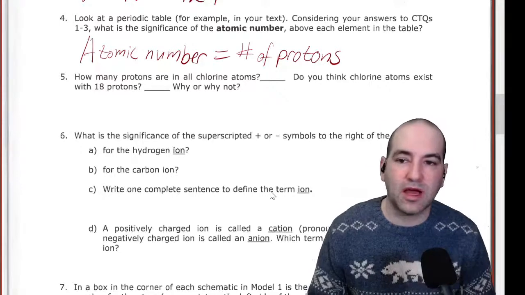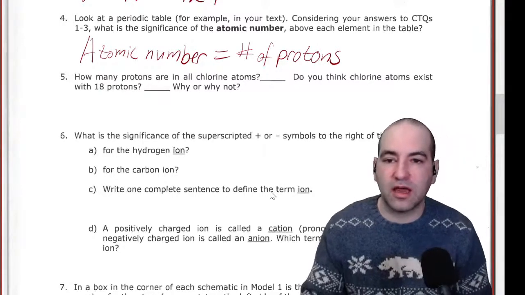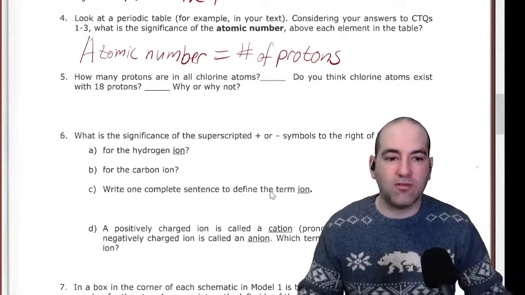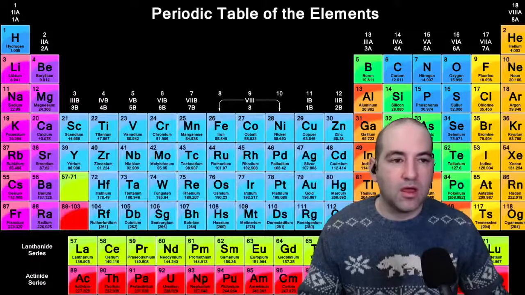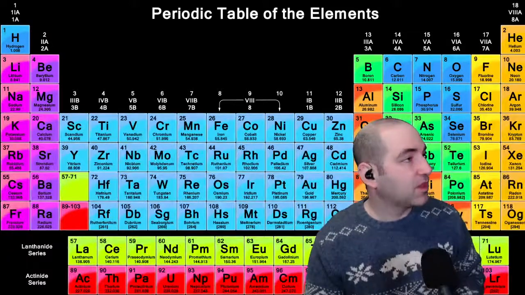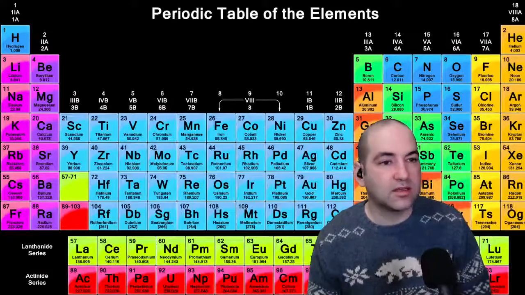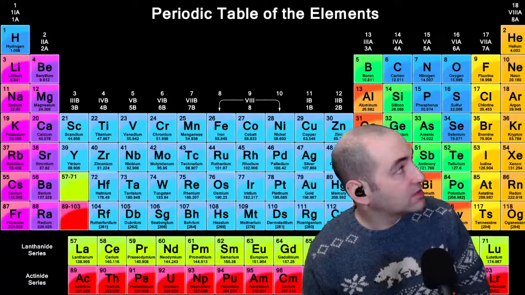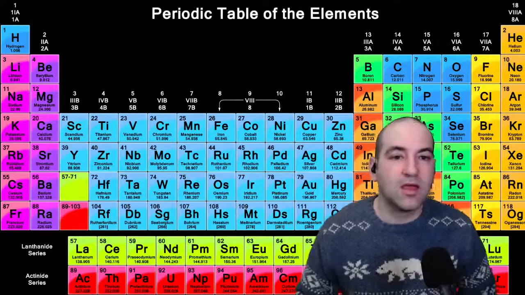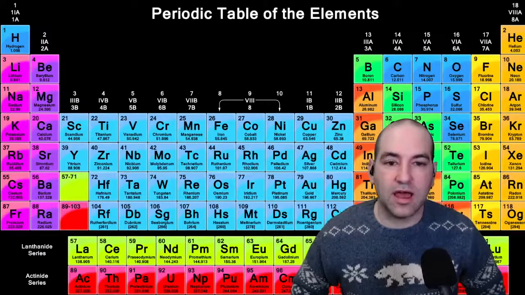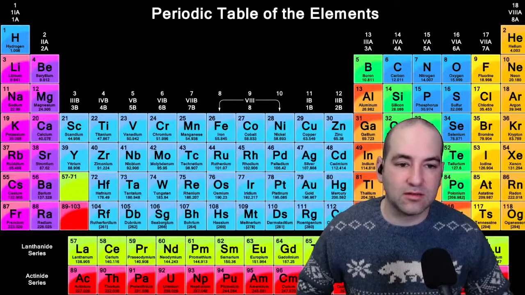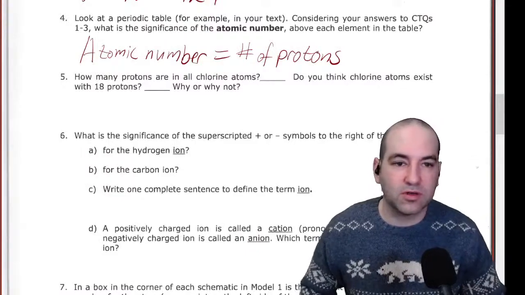It says, how many protons are in all chlorine atoms? Now chlorine atoms aren't in the figure above, but we can find it on the periodic table. So let's pull that up. And we can see chlorine right over here. So what's the atomic number of chlorine? Well, it looks like 17. So that is going to tell us that chlorine has 17 protons, right? So 17 protons.